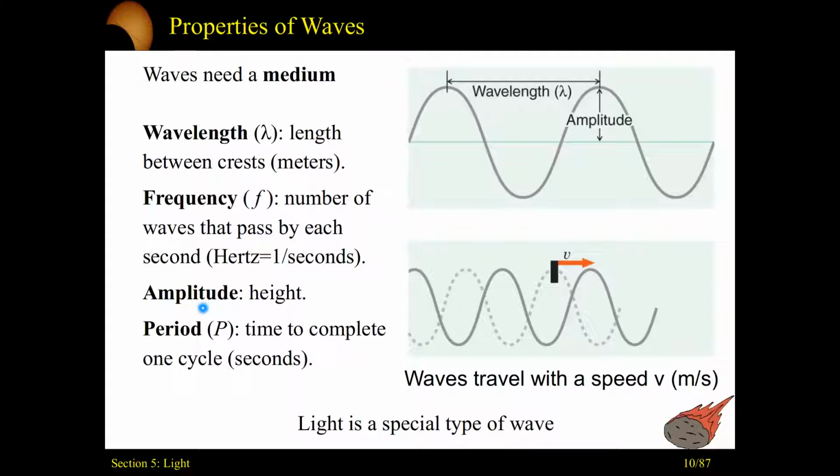And the last one to talk about, amplitude. That's just the height of the wave. Turns out this one's not going to matter a whole lot for us, so I'm not going to emphasize it much beyond this point. Finally, light is a special type of wave, and we're going to construct why it is. But to get there, we need to discuss that medium thing.